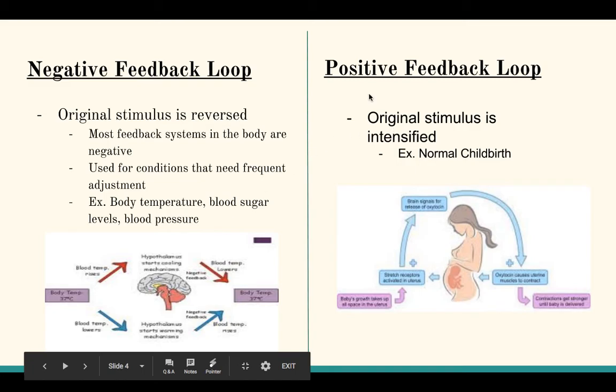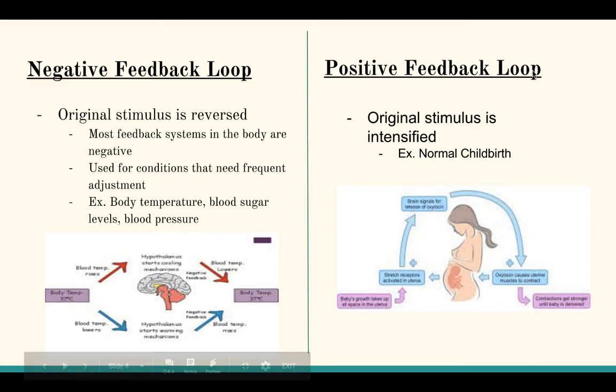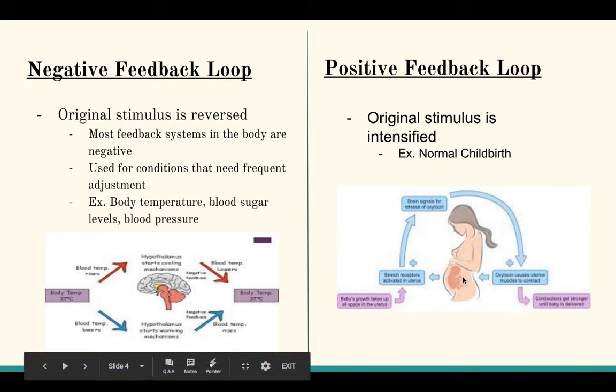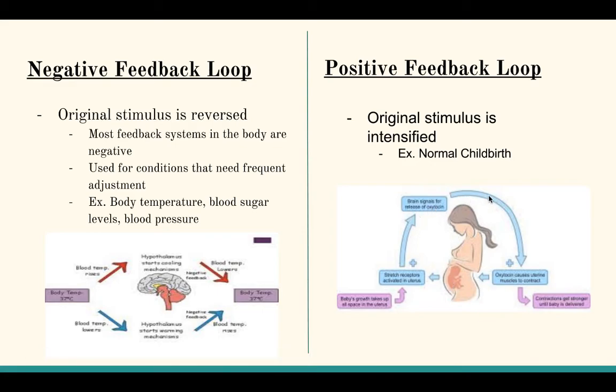The next type is the positive feedback loop. In this, the original stimulus is intensified. I think this is the only positive feedback loop that does occur, and that would be normal childbirth in females. How this happens is the stretch of the uterus is activated, which signals the brain for oxytocin to be released, and this causes the muscles to contract, which again causes more stretch.